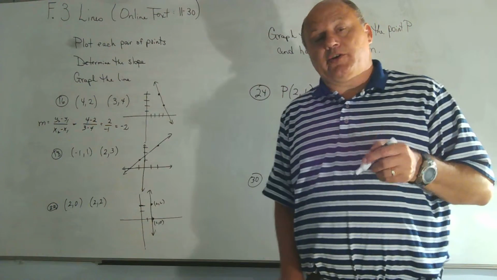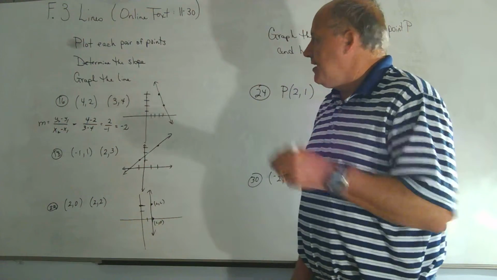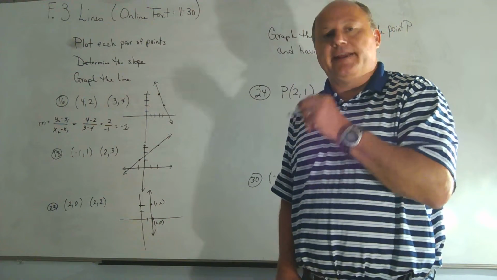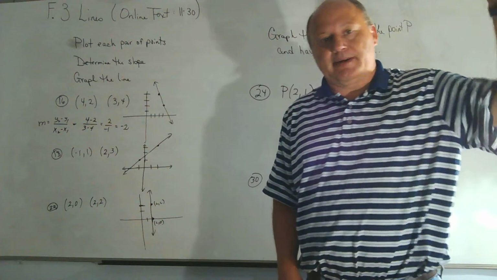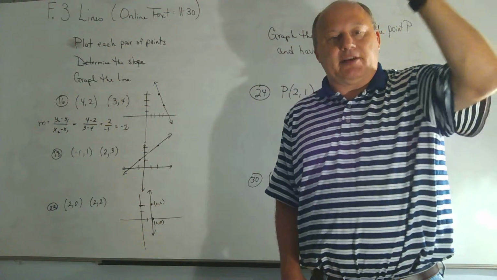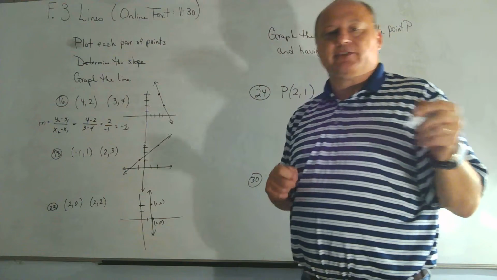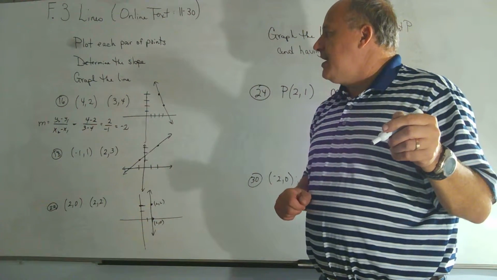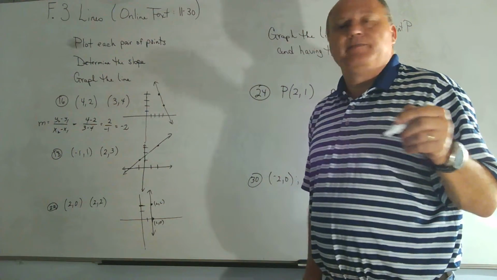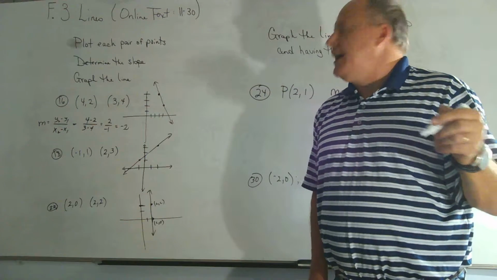But I do want to draw your attention to something. Notice the line is going down from left to right. In an earlier video, I said if it goes up from left to right, it's positive slope. But if it goes down from left to right, which is this one's doing, it has a negative slope. So if you have a line that connects 4, 2, and 3, 4 together, it's going to have a negative slope. In this case, -2.